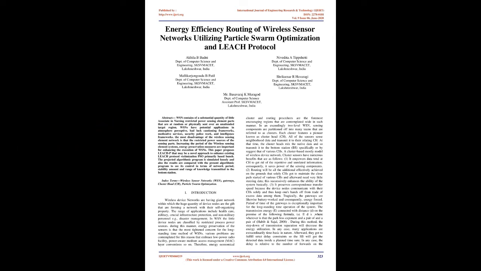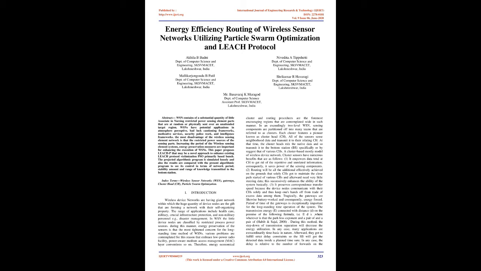Introduction. Wireless sensor networks are large networks in which a huge number of sensor nodes are present, forming a network with their self-organizing property. The range of applications includes healthcare, military, critical infrastructure protection, and civilian examples such as disaster management. In WSN the small sensor nodes are characterized by restricted processing power and energy sources. In this manner, energy preservation of the sensors is the most pressing concern for the long-term operation of the WSN.